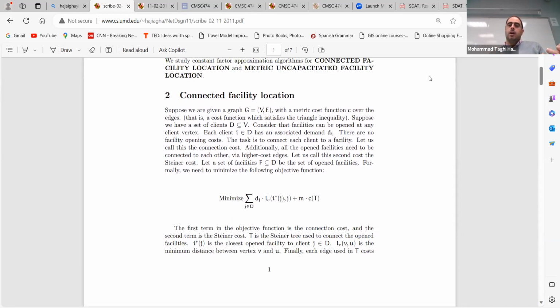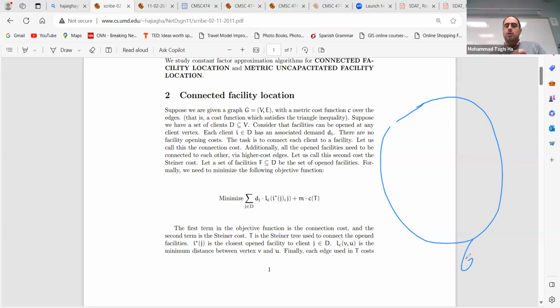What is the setting that we are considering? You are given a graph G. We mentioned it previous time, so I will go through it faster this time. You are given a graph G, and you have some cost function over the edges, and you have a set of clients D, a subset of V. And for each of these clients I, there is a demand d_i.